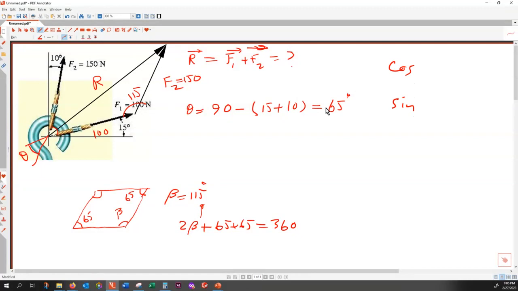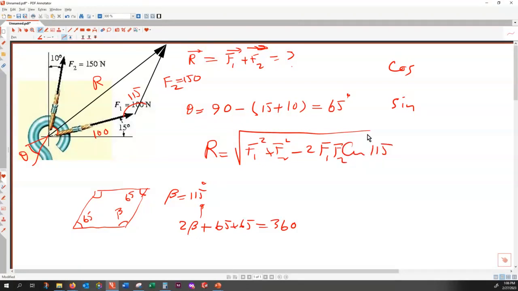And to solve this triangle to find R, is this the cosine law or the sine law? Nigel, do I have to go with the sine law or the cosine law? How can this triangle be solved? The answer is we have two magnitudes and the angle between them, so that has to be the cosine formula. The cosine formula is R equals the square root of F1 squared plus F2 squared minus 2 F1 F2 cos of the angle between them, which is 115. All you have to do is plug in the values and find the resultant vector.